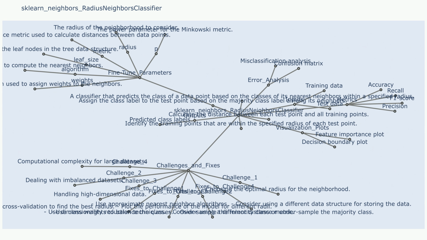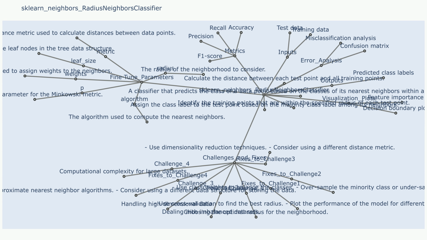Uncertainty methods. Confidence score, the probability of the predicted class. Number of neighbors, the number of neighbors within the specified radius.